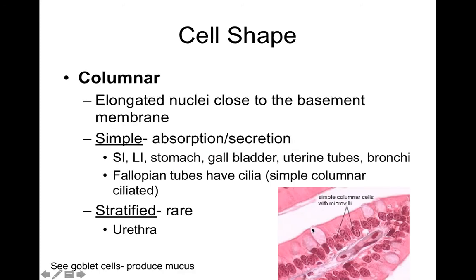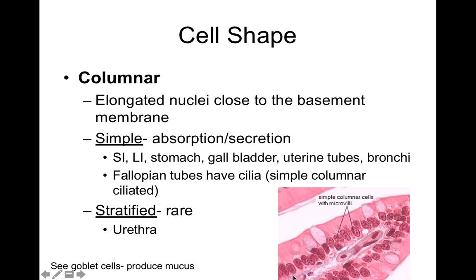Columnar looks like a column. You can see here, this is a beautiful micrograph down here. This is simple columnar of the microvilli in your intestine. So here's where all the food stuff will pass by, and it will be absorbed through the columnar cells into, here's the capillary. You can see the basement membrane right here.